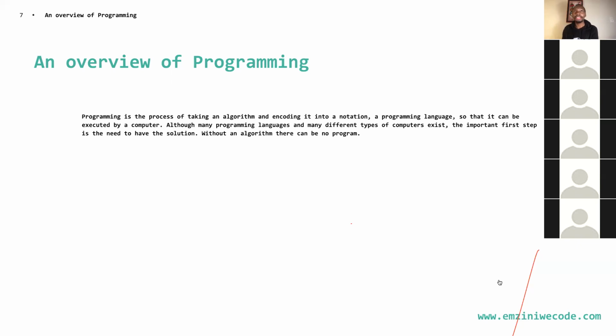So there are so many different programming languages. I'm going to talk about Python today. But before you even sit down, before you open a laptop to say, okay, I want to write code, it's always important that you first have a solution. Without a solution to a particular problem, you don't have that algorithm, so you can't write any type of program. There's nothing to write.